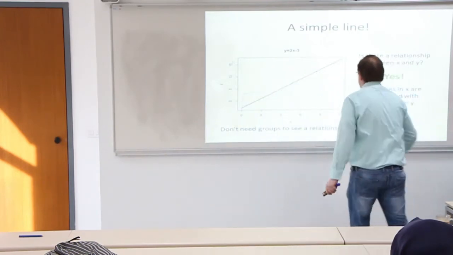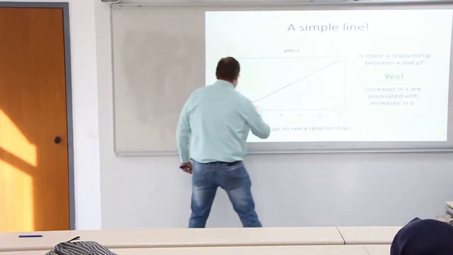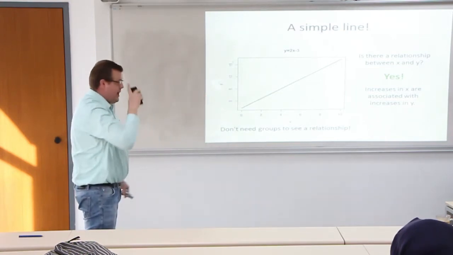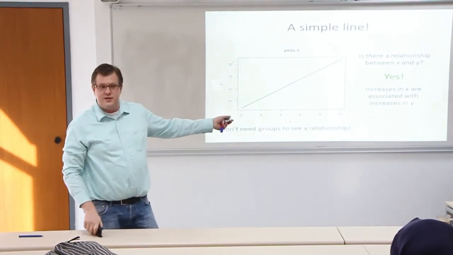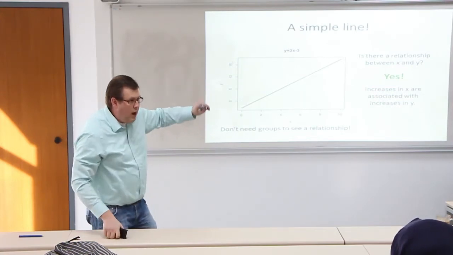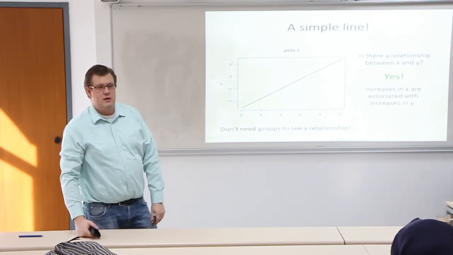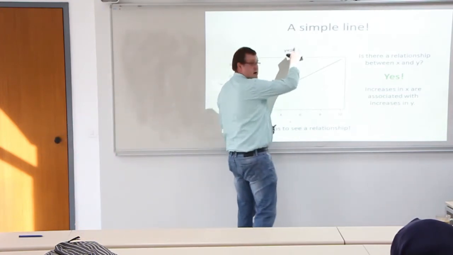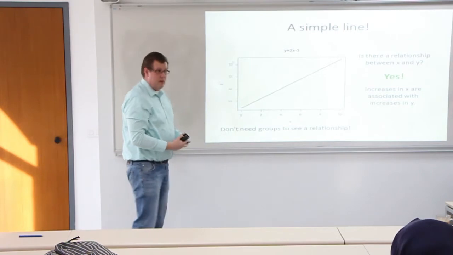With this particular function, increases in x are associated with increases in y, right? As x goes up, y goes up. And what piece of this tells us that? The slope, this 2 right here.